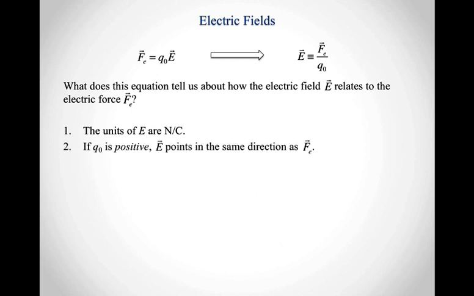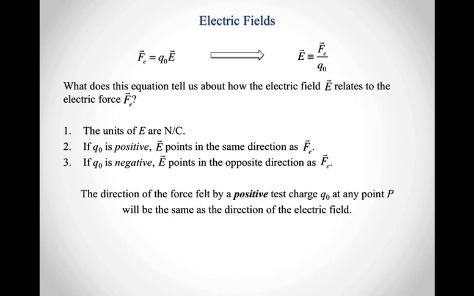The other thing this equation is telling me is that I've got a vector equation where I've taken a vector and multiplied it by a scalar. So depending on the sign of this scalar, that tells me how the directions of these two vectors are going to relate to each other. If my test charge Q naught is positive, then the electric force and electric field will point in the same direction. On the other hand, if Q naught is negative, then the electric force and the electric field will point in opposite directions. So what this suggests is that the easiest way to figure out what's going on with the electric field is basically to use a positive test charge.